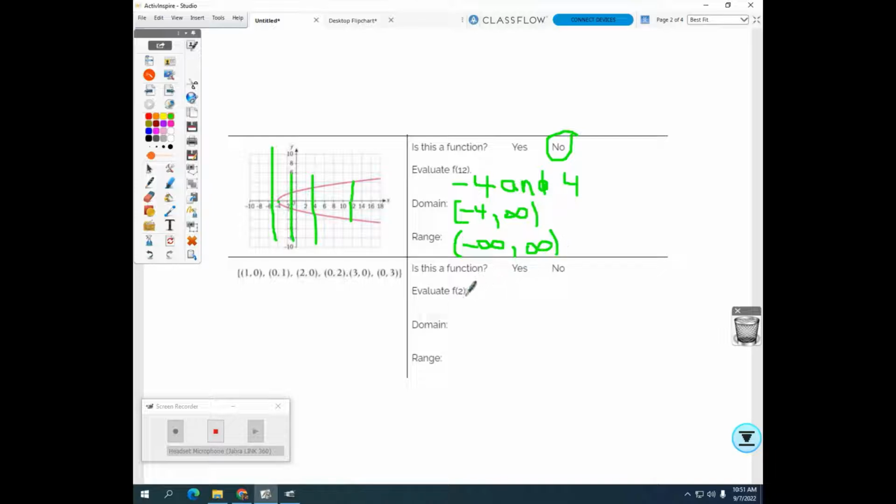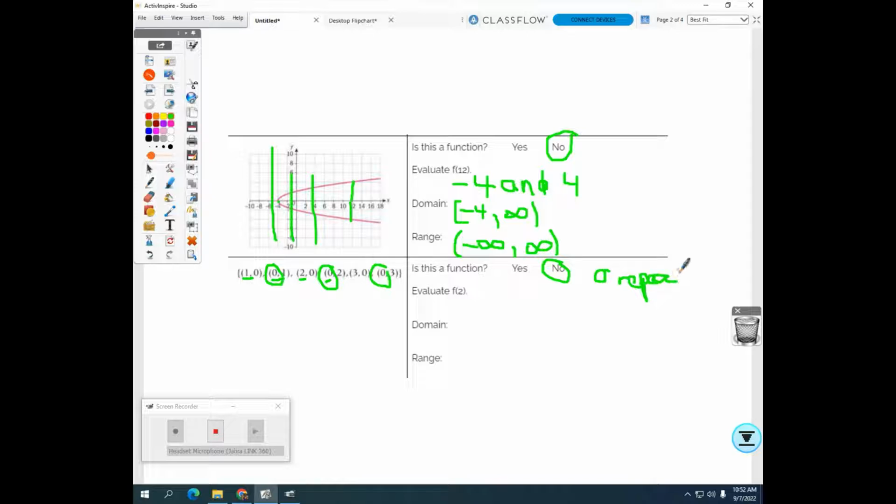All right, one more of these. Is it a function? So I'm going to look at each of my x's. Okay, so far 1, 0, 2, oh, 0. Oh no, it is not a function because 0 repeats. So it's not one-to-one. So it's a relation and not a function.